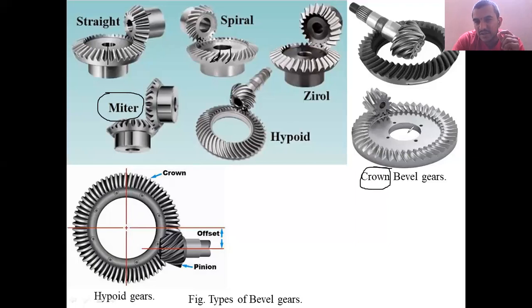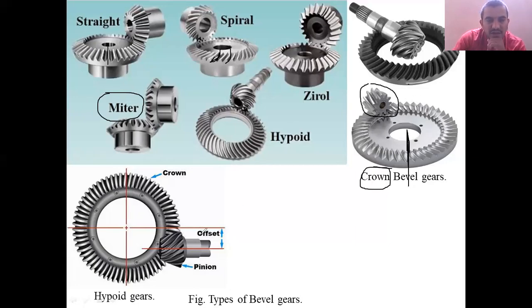In a crown gear, the teeth are not formed on the cone surface, they are formed on the cylindrical surface in the radial direction. It is crown over the pinion, another gear. These are two examples of crown bevel gears.